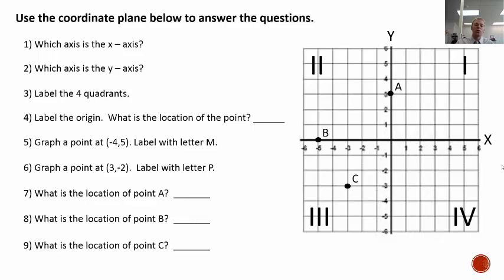Okay, label the origin. Where is the point of intersection of our axes? And what is the ordered pair? We can see that the origin is right there, and that ordered pair is going to be (0, 0). It's 0 on the x-axis, and its location is 0 on the y-axis.